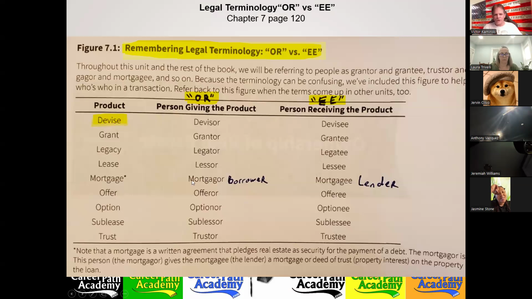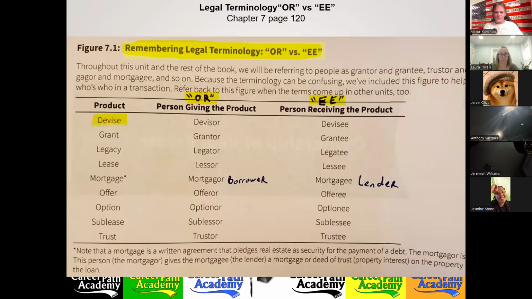And remember that mortgagor has 2 O's in it, and the word borrower has 2 O's in it. And the word mortgagee has 2 E's in it, and the word lender has 2 E's in it. Here's another way to try to remember it. For me, I like to keep it simple, stupid, the KISS concept. The mortgagor is the borrower. Don't make me think. That's an easier way to remember it. That works for me anyway.